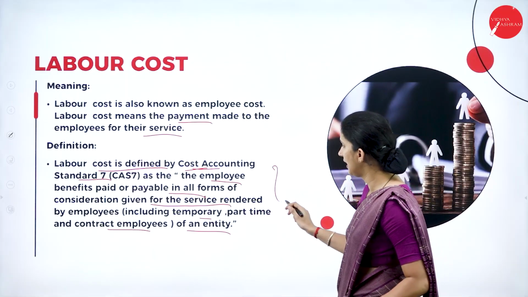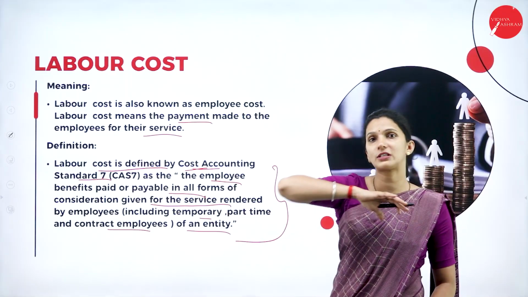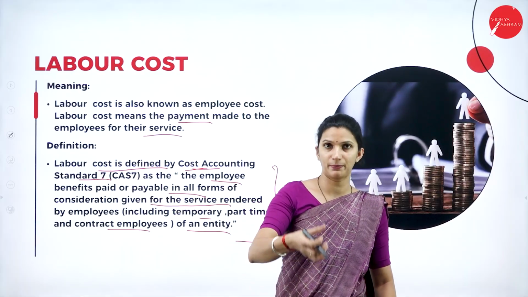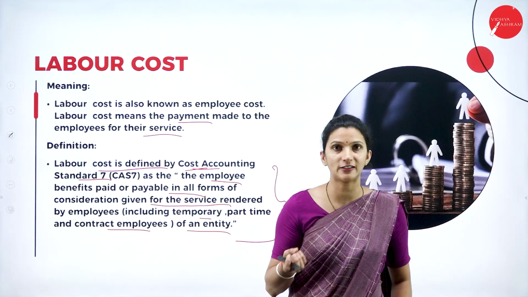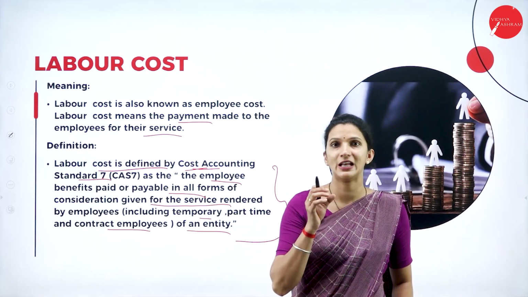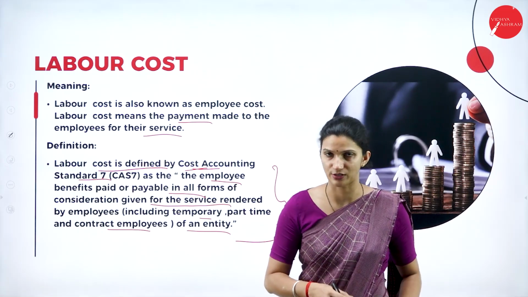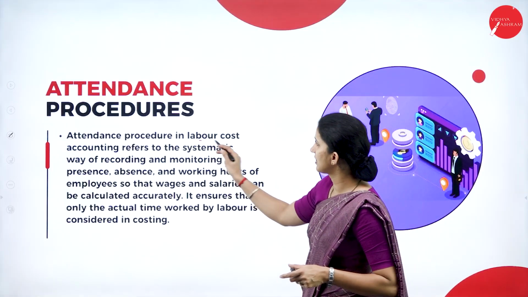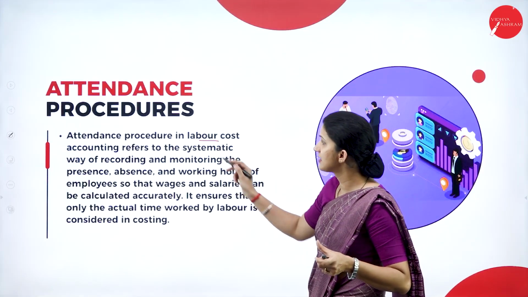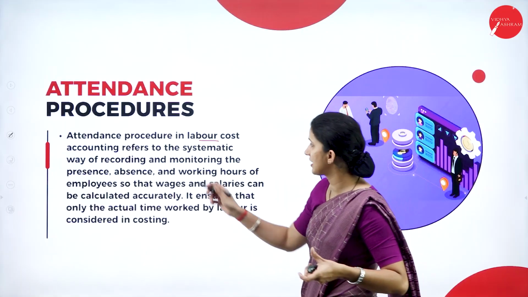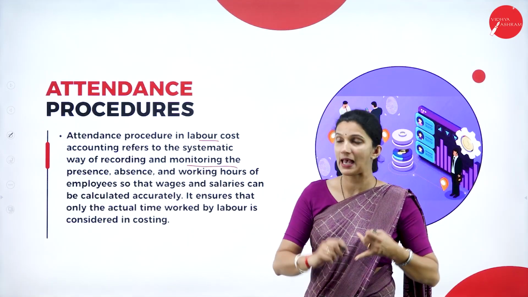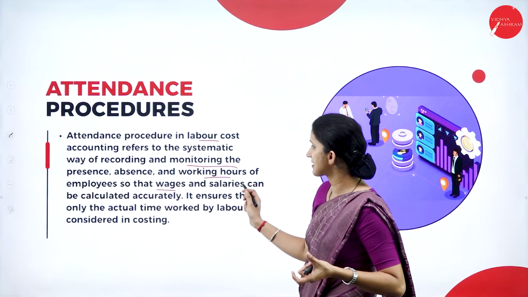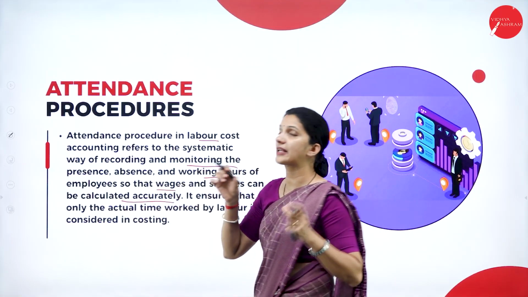That defines the labor cost as the total benefit or all types of consideration payable to the employee for the purpose of rendering services in an organization. So we call it a labor cost. Then we have the attendance procedure. Attendance procedure in labor cost accounting refers to the systematic way of recording and monitoring the presence, absence and working hours of employees so that wages and salaries can be calculated accurately.